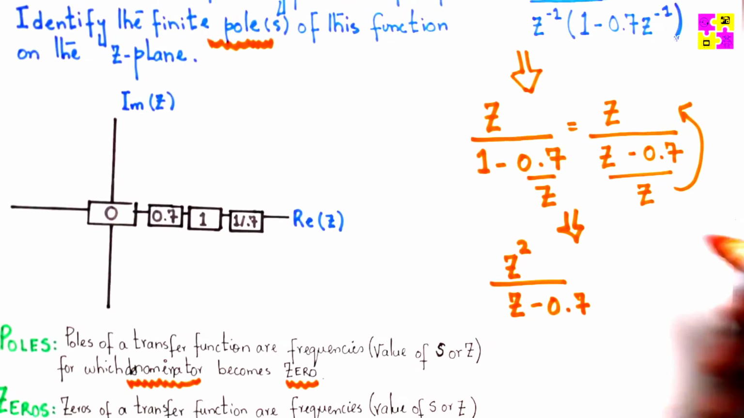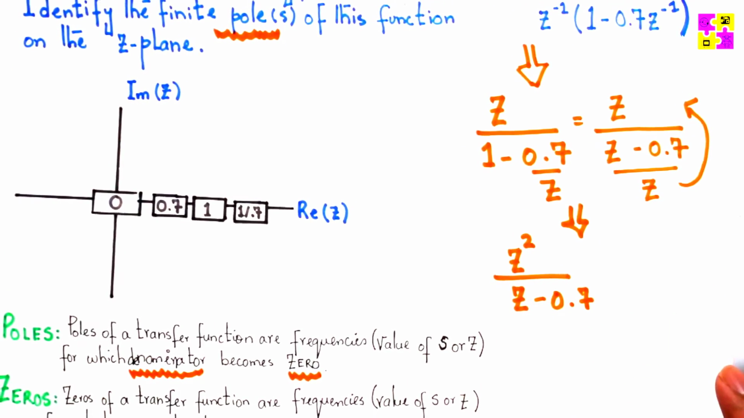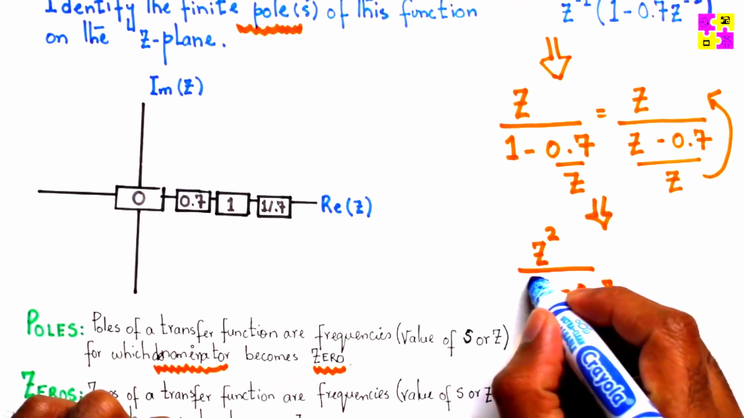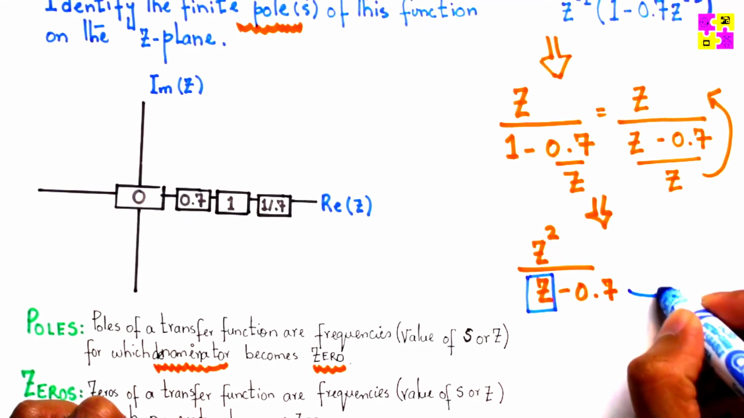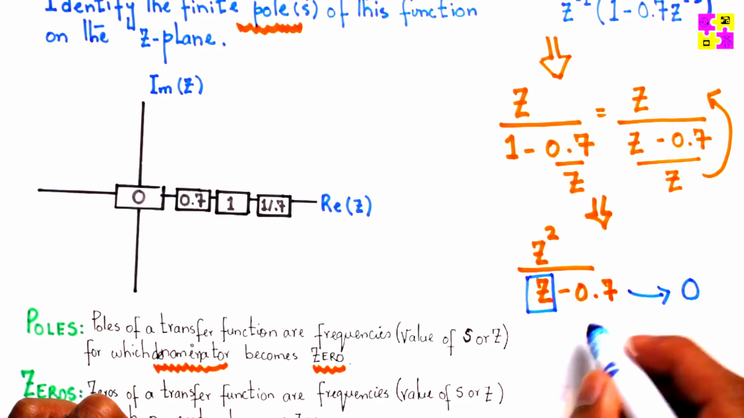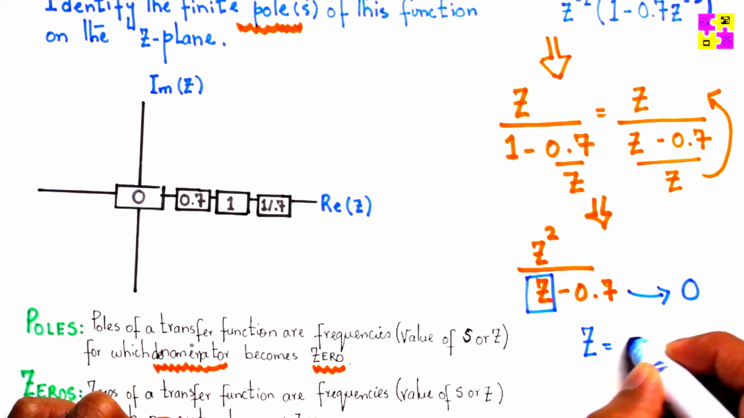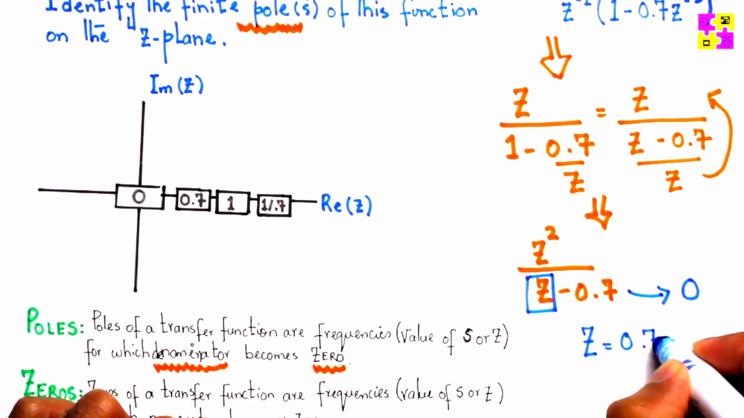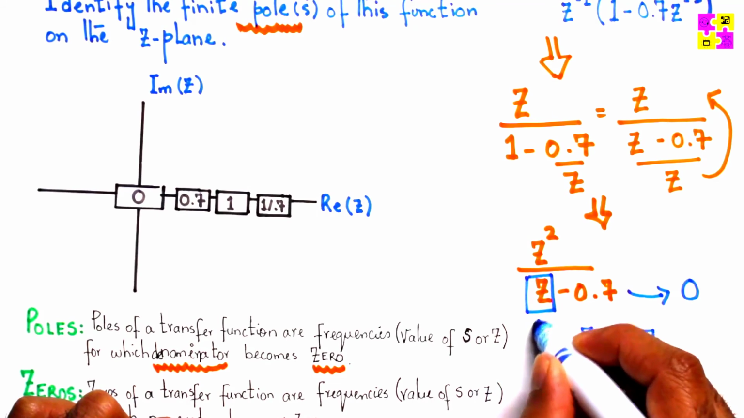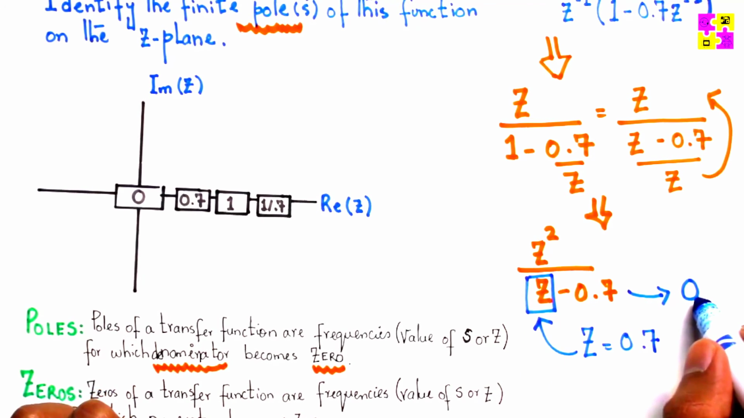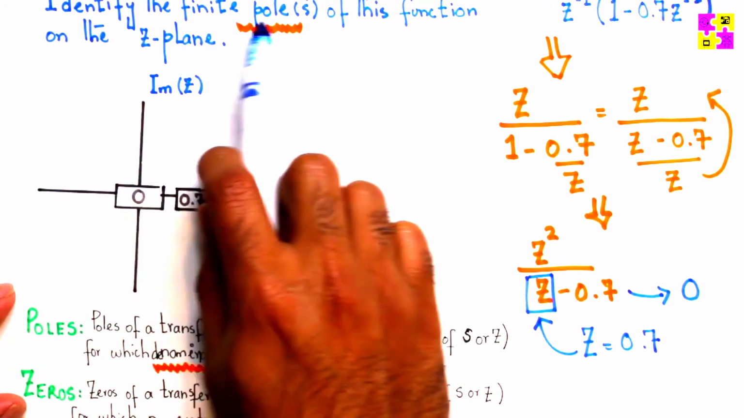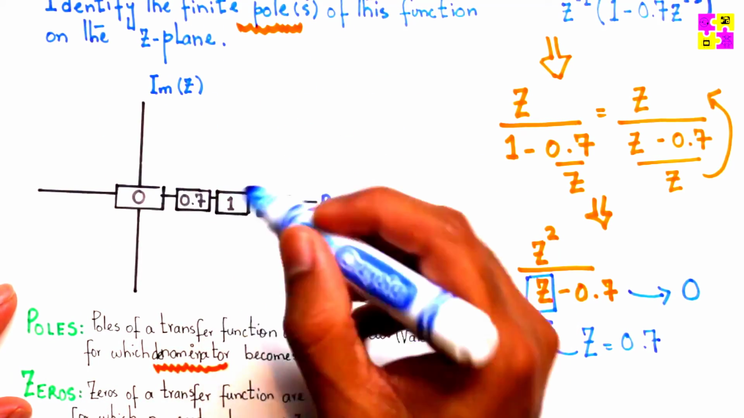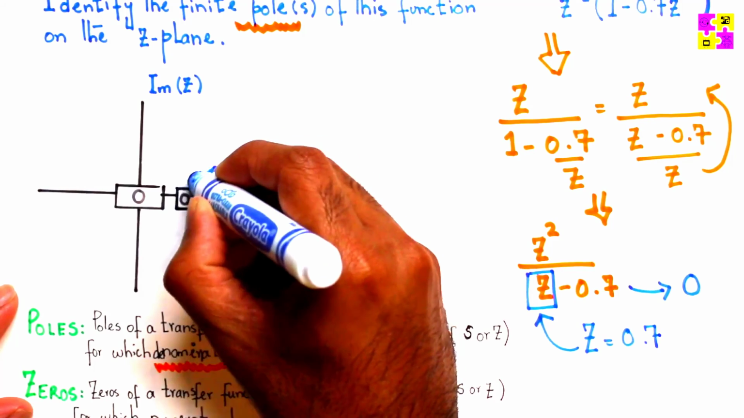Now the question here: what should be the value of this z such that the denominator becomes 0? Well, if z is equal to 0.7, and if you put that in the equation over here, the denominator will become 0. Therefore, the finite pole of this transfer function on the z plane is actually this right here.